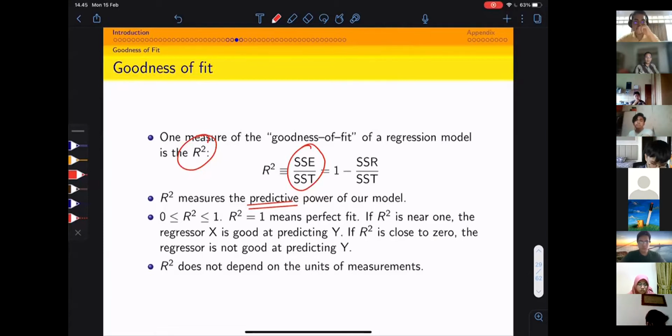Now, some of you are going to have a career in financial modeling. R square is going to be one of the important indicators that we care about. Another thing that is important to note is that R squared doesn't depend on the units of measurement. In other words, it's measurement free.